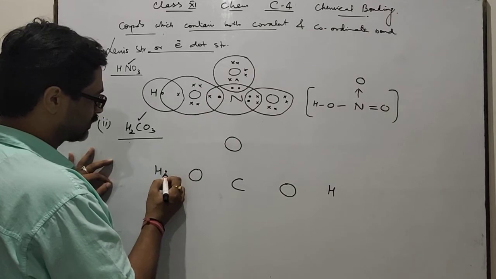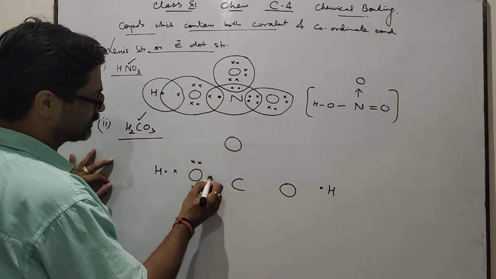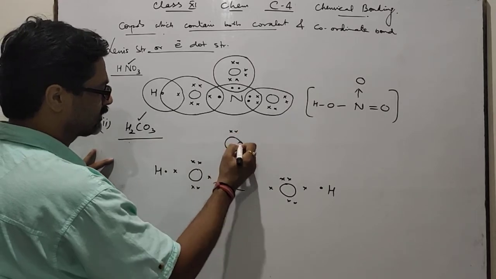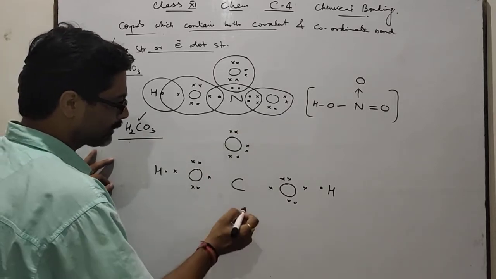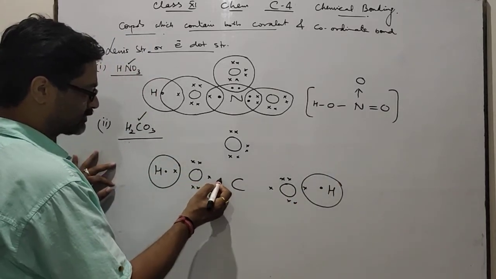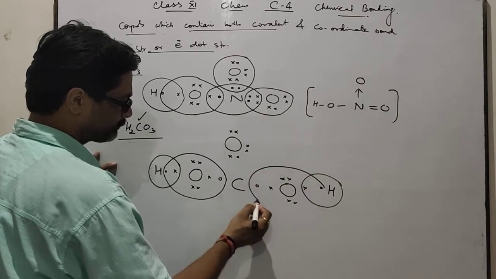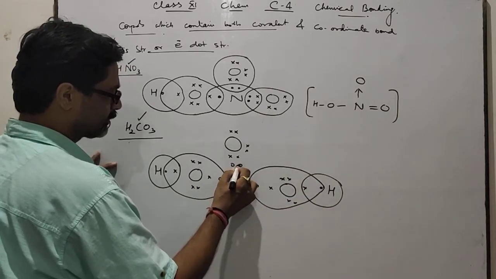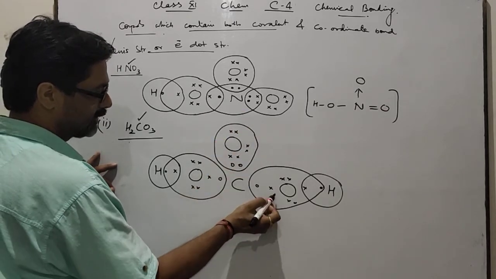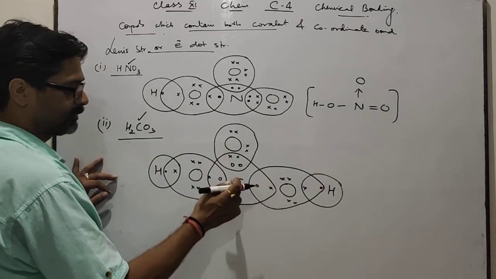In this way hydrogen contains 1 electron, this hydrogen also contains 1 electron, this oxygen contains 6 electrons like this, this oxygen also contains 6 electrons, and this oxygen also contains 6 electrons like this. Hydrogen completes its duplet by sharing in this way. This oxygen completes its octet by taking 1 electron from this carbon. In this way oxygen completes its octet. This carbon contains 4 electrons and it shares 1 electron like this, and in this way carbon completes its octet.